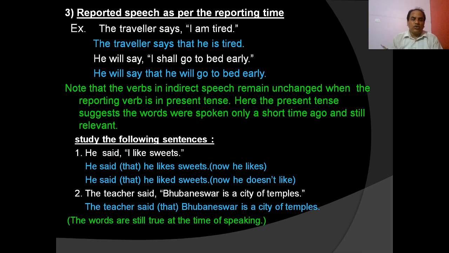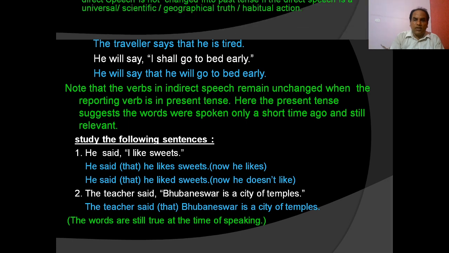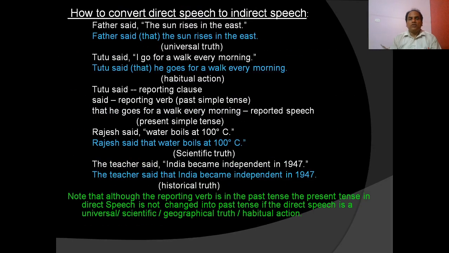Okay. The teacher said, Bhubaneswar is a city of temples. How to convert it to indirect speech? The teacher said that Bhubaneswar is a city of temples. The words are still true at the time of speaking. Okay, so let us discuss some other examples of how to convert direct speech to indirect speech.